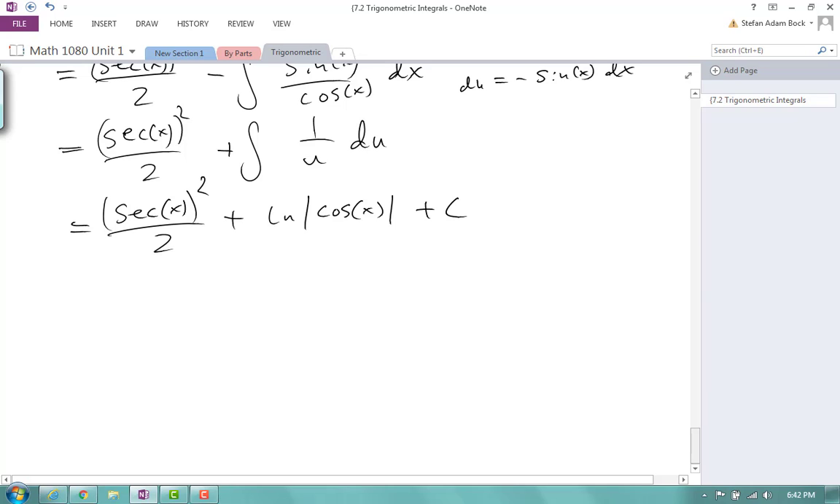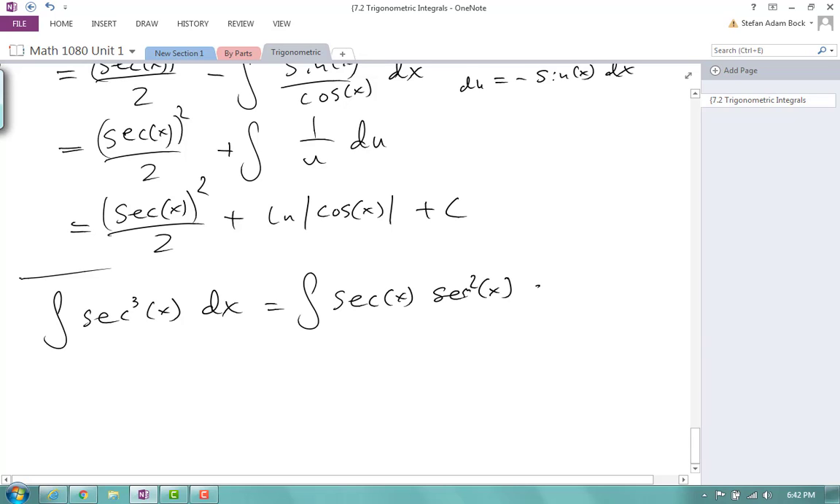And then finally, if I had secant cubed, or in the corresponding co-cases, if I had cosecant cubed, I would also do this. I would actually split this into an integration by parts problem and write it like this. I'll have secant of x times secant squared of x dx.